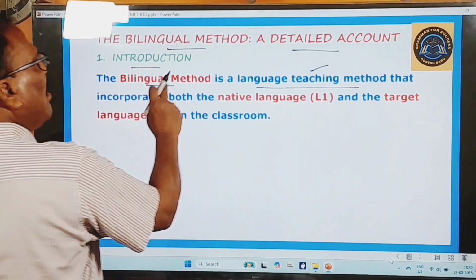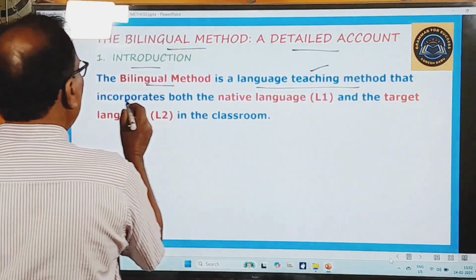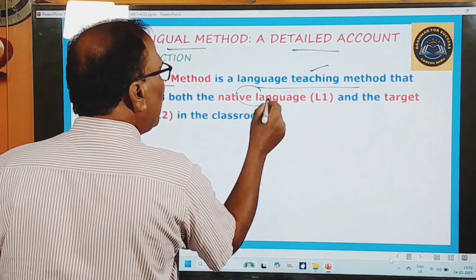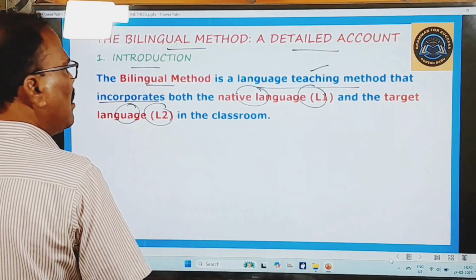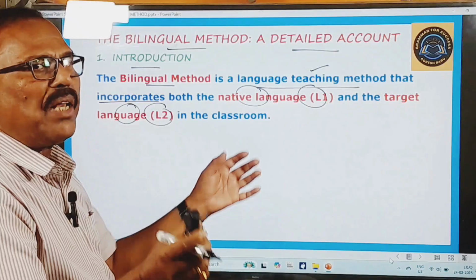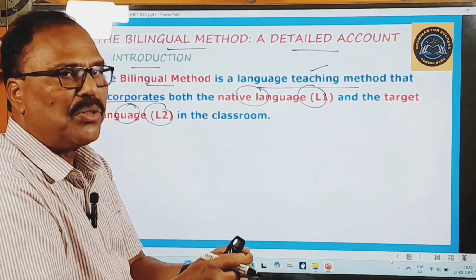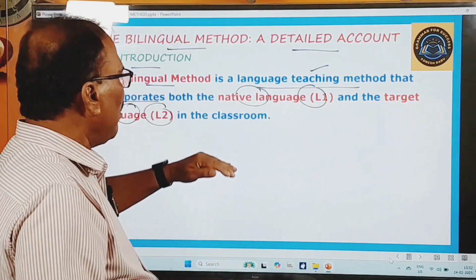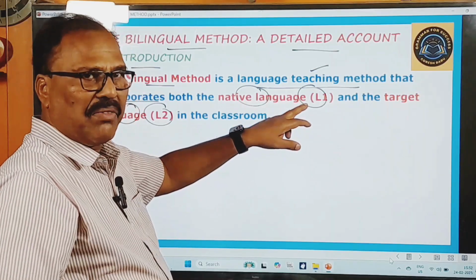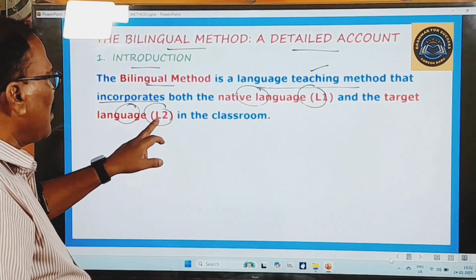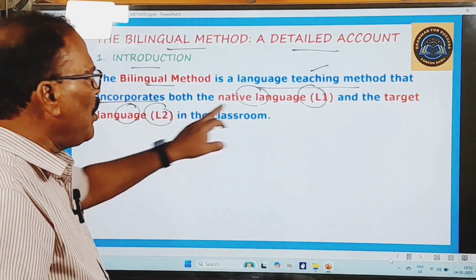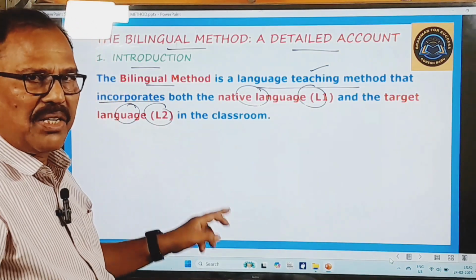The bilingual method is a language teaching method that incorporates both the native language, that is L1, and the target language, that is L2. So in this bilingual method, two languages are incorporated. Two languages are used. What are they? Native language, that is L1. Native language is always called L1 and the target language is always called L2. So I shall be using these abbreviations occasionally.